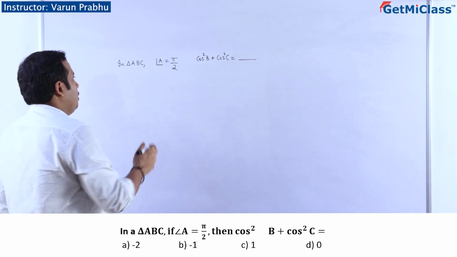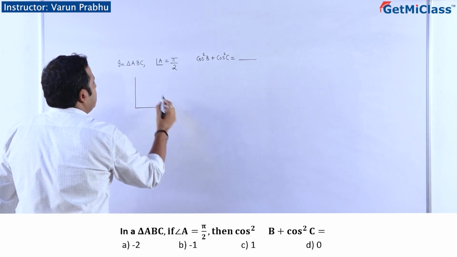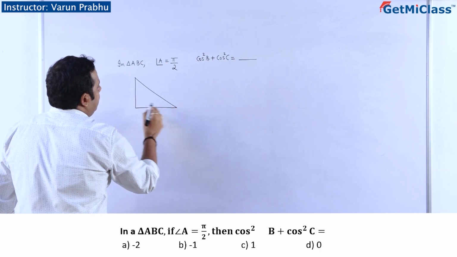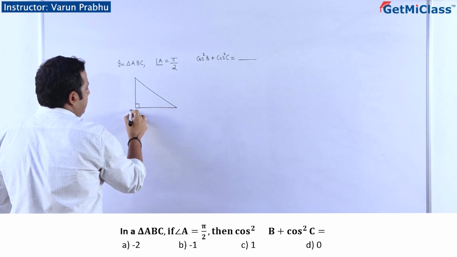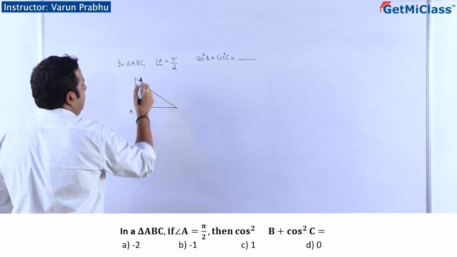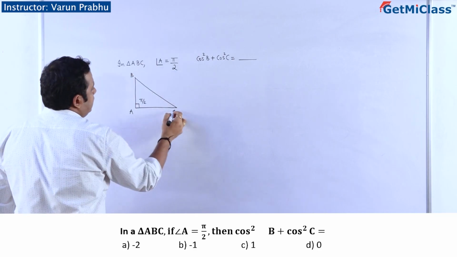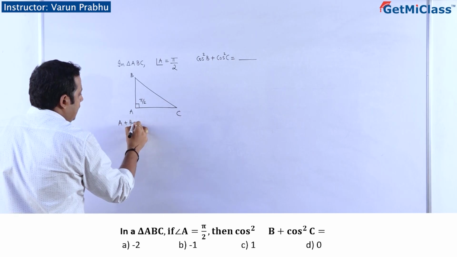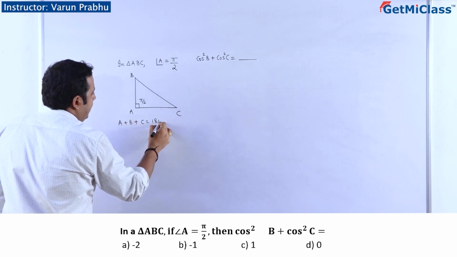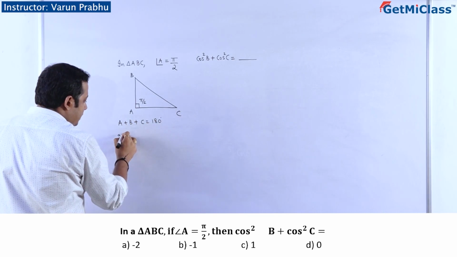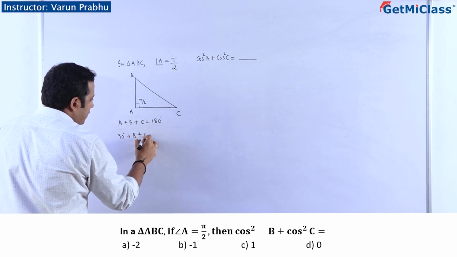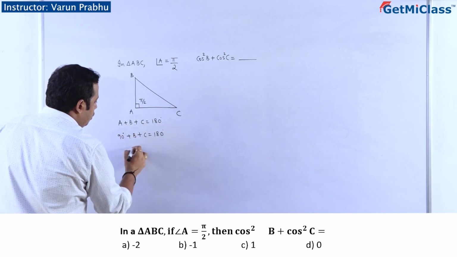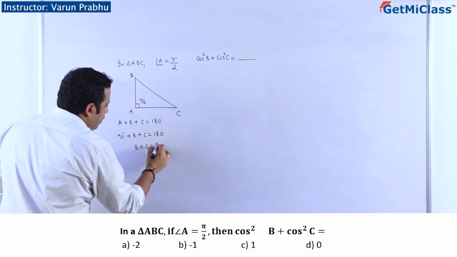If you look at this question now, in triangle ABC, angle A is equal to pi by 2 is told in the problem. This is angle A which is given in the problem as 90 degrees. So let me call this B, this C. So I can say A plus B plus C should be equal to 180 degrees, and this angle A itself is 90 degrees, so B plus C is equal to 180 degrees. So your value of B plus C will be equal to 90 degrees.